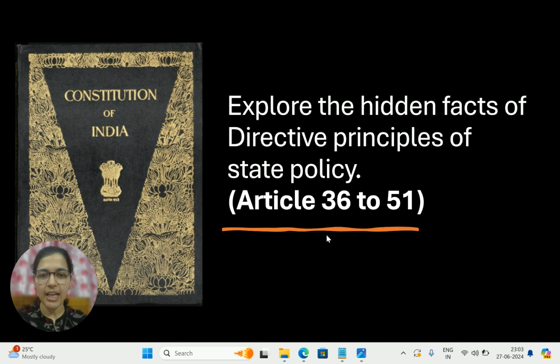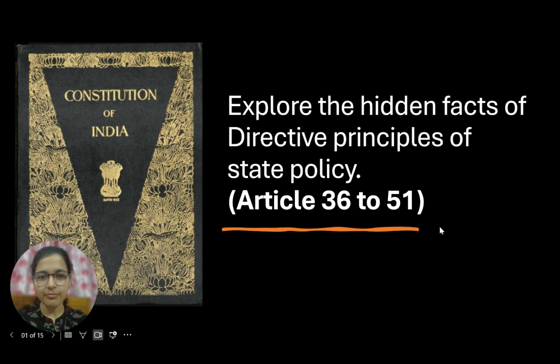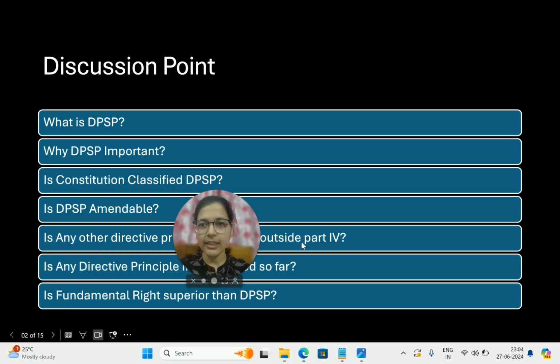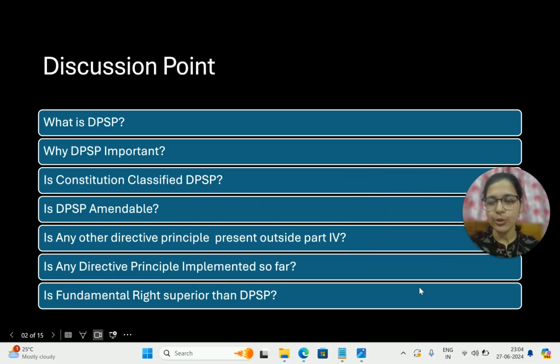Let's just start this video, but before that let's explore today's discussion points. These are the discussion points of today's video: what is DPSP, why is DPSP important, does the Constitution classify DPSP, is DPSP amendable, is any other directive principle present outside Part 4, is any directive principle implemented so far, and are fundamental rights superior to DPSP. Let's start from the first one.